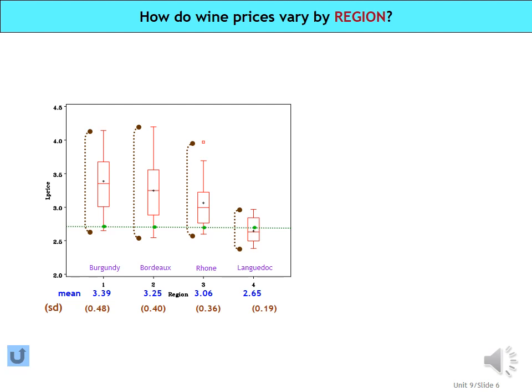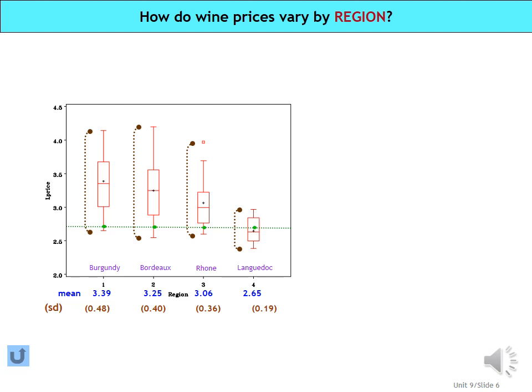Whenever we look at this data, the 4 variables are in here, the regions are in here: Burgundy, Bordeaux, Rhône, and Languedoc. I ordered them based on the means. This is the highest price on average, this is a little cheaper, and this is the cheapest price that we have. And also these are the standard deviations.